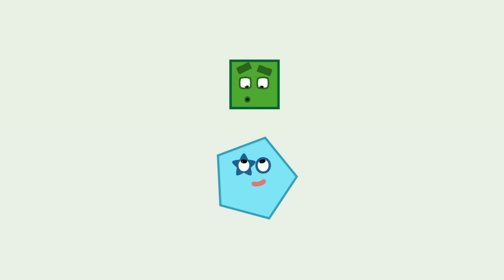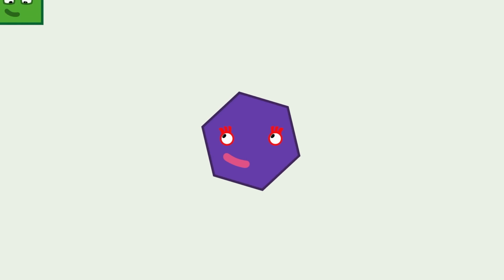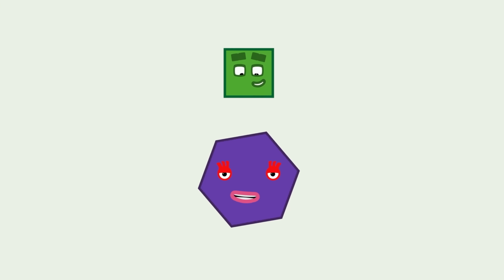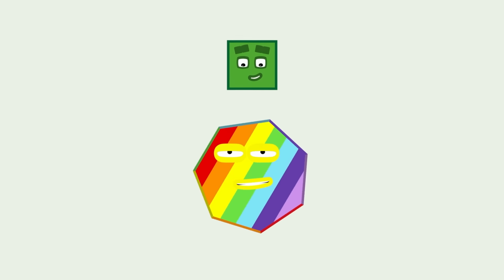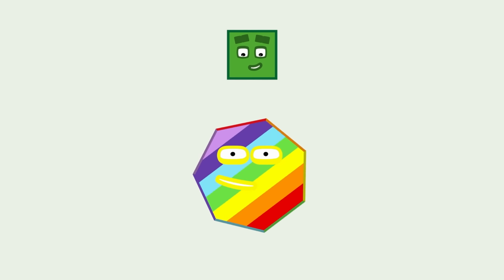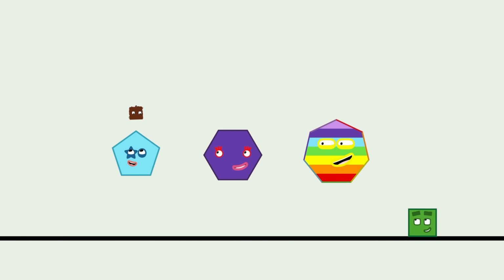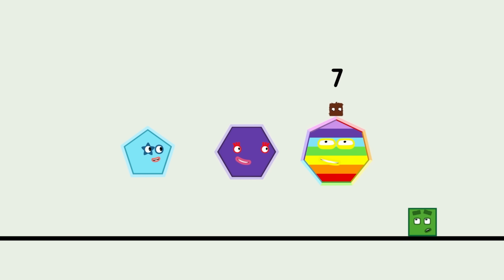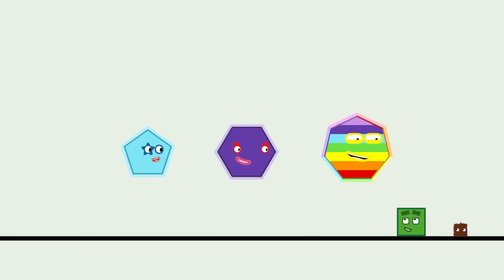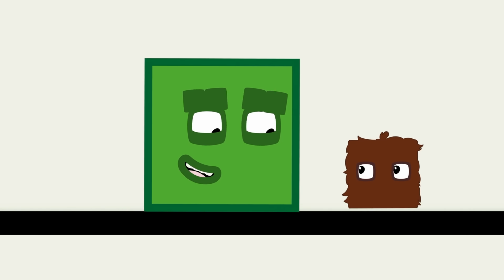Oh, hello. Who are you? I'm a pentagon with five sides. High five. Let's have a hexagon in the mix. Count my sides and you'll find six. And lucky me, I've got seven sides. I'm a heptagon. A heptagon? Yep. 1, 2, 3, 4, 5 sides. Pentagon. 6 sides. Hexagon. 7 sides. Heptagon. Ooh, what wonderful names. And what wonderful shapes. What's that, Squeery? You're ready to go home?